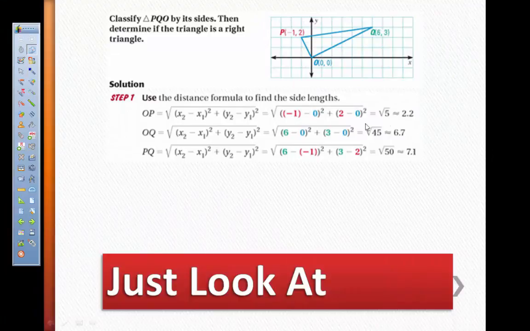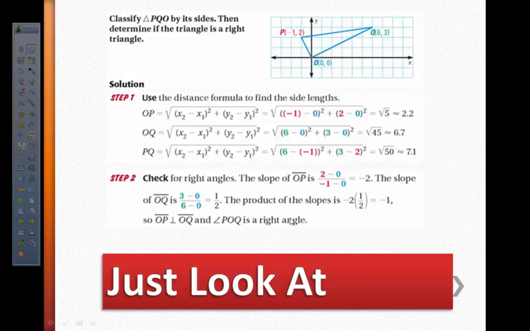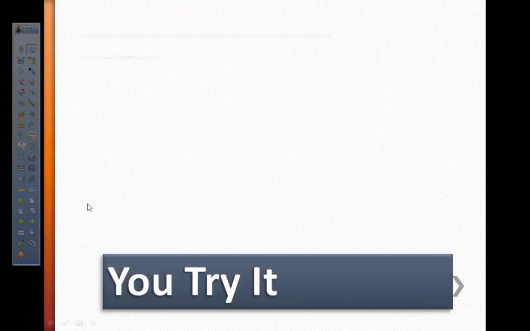And then there you saw it. Those were the three distance formulas we did. We did the slopes. There you have it.